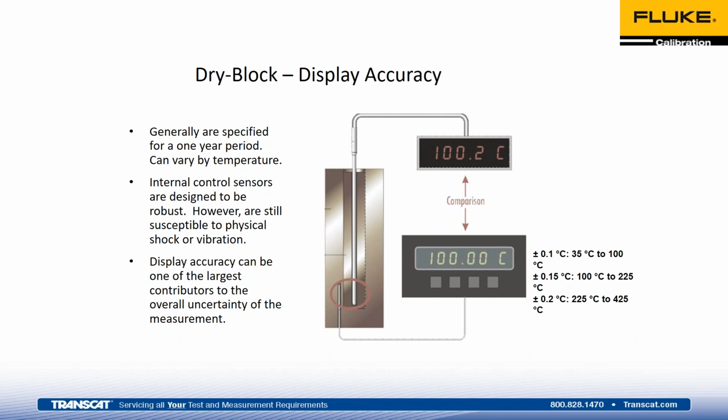The other thing to note when you're reviewing display accuracies is to look at the temperature range. Sometimes display accuracies do vary with temperature. So I gave a side example here on the left, basically from 35 to 100, 100 up, and then 225 to 420. You can see as you go up in temperature, we are also taking an increase in our uncertainty to the display accuracy.